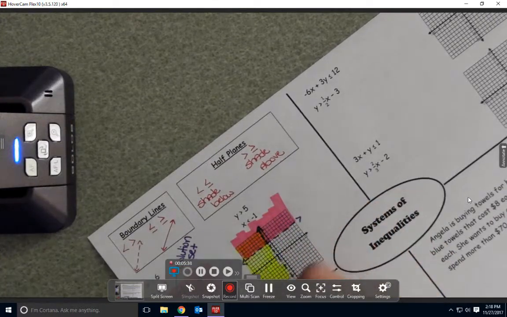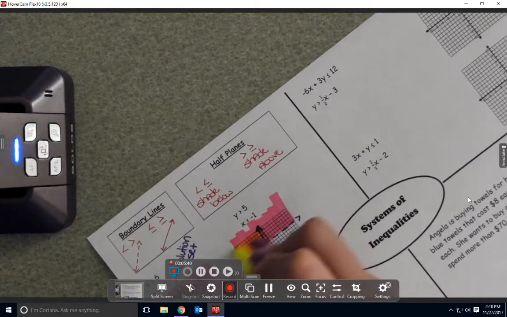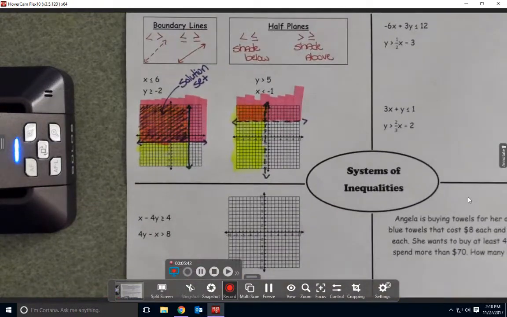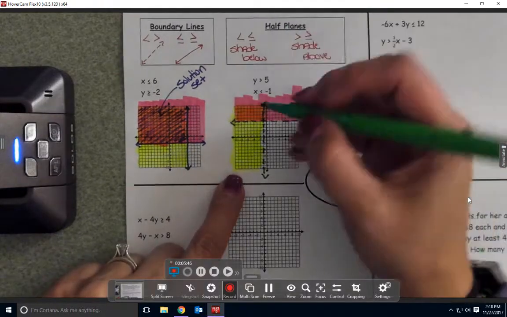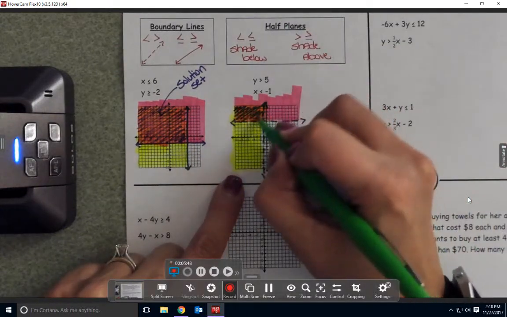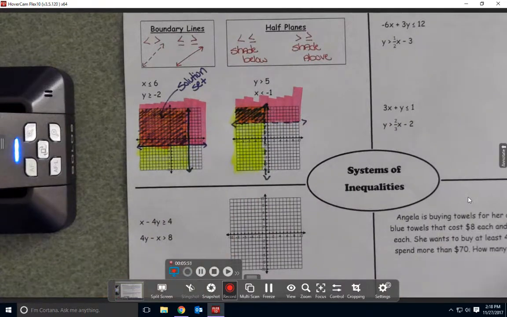And the highlighter's starting to run out. Might have to use a different one here in a second. Okay, so there's my graph for my inequality. So looking at my solution set here, this is where those colors overlap. So that's my solution set.